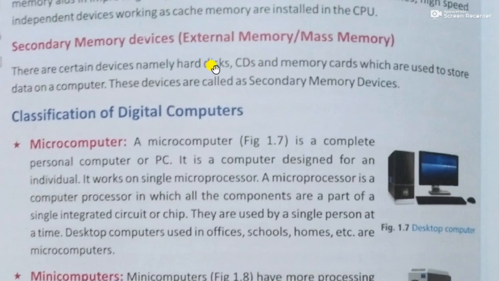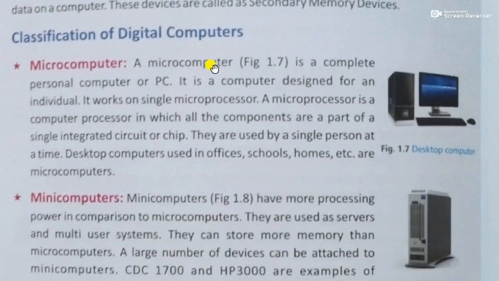See here, we have learned about secondary memory. Normally we use a lot of secondary memory. Nowadays we have pen drives, CDs, and hard disks. These are external. We can connect and store the data, and we can disconnect and take it away. This is for our personal record. Next we are going to learn about the classification of digital computers.